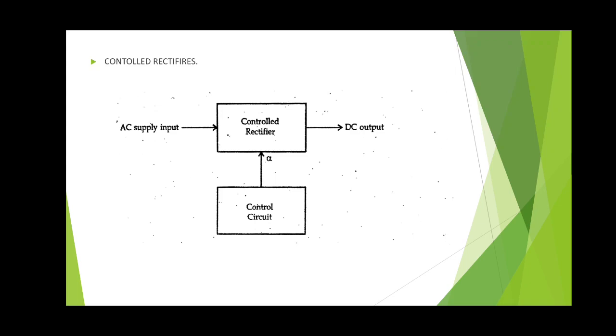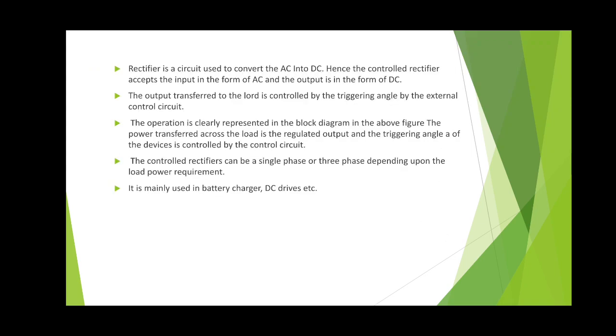Means the output voltage is controlled. Whatever value of output voltage is needed, that can be obtained by using the controlled rectifiers. And this control voltage is obtained by using a firing circuit or the control circuit. So, this is represented in the block diagram. AC is converted into DC by using a control rectifier, and the firing of this control rectifier is controlled by the control circuit. So, this explanation whatever I have done is written here.